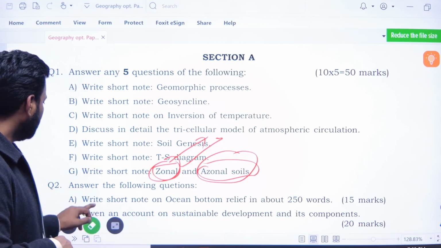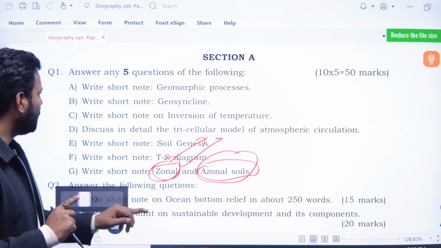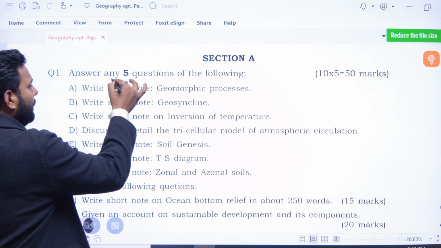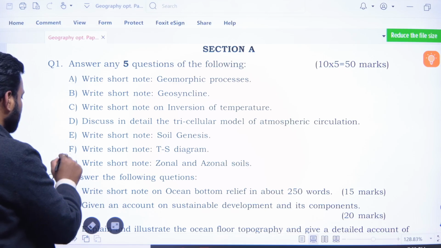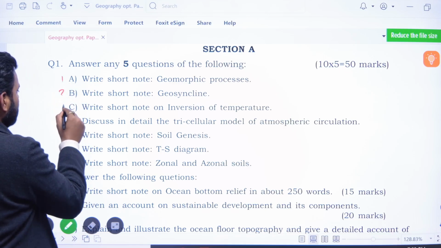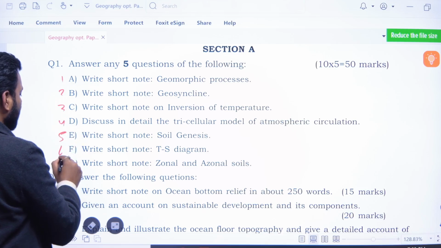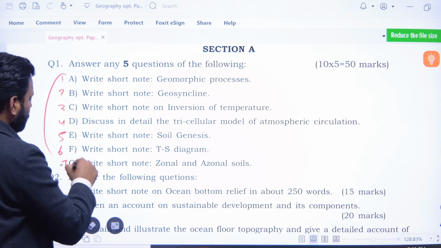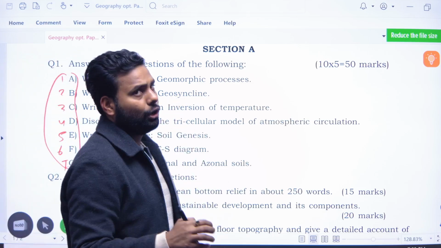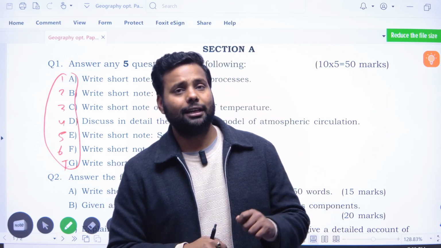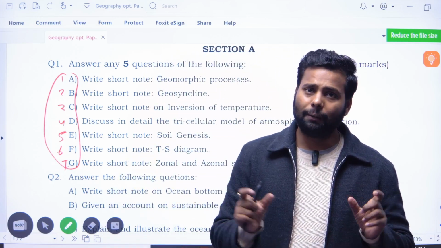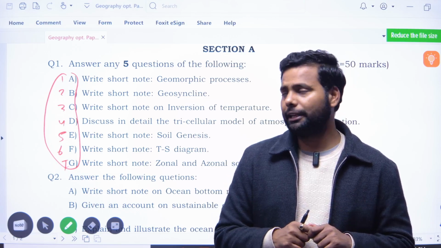Okay, now in this segment there is one more thing I want to tell you. Of the 7 questions, you have to answer any 5. So you have to choose the questions on which you are comfortable, and because of this, it is very important to read the instructions very carefully.